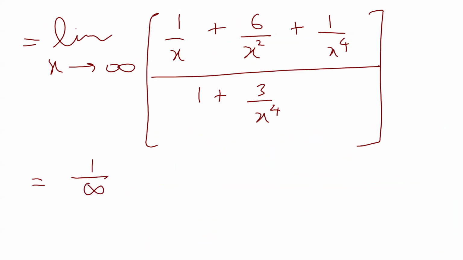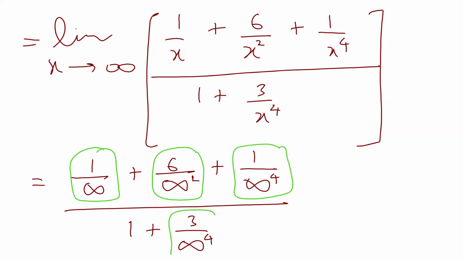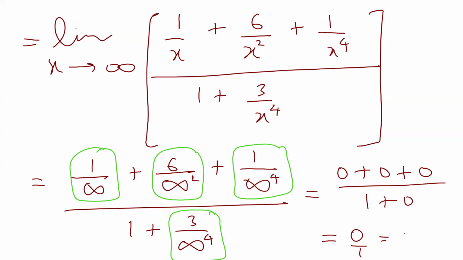So this will be 1 upon infinity, 6 upon infinity square, 1 upon infinity raised to 4, upon 1 plus 3 upon infinity raised to 4. Now, what about these green colored terms? These are 0. So 0 upon 1, the answer is 0.